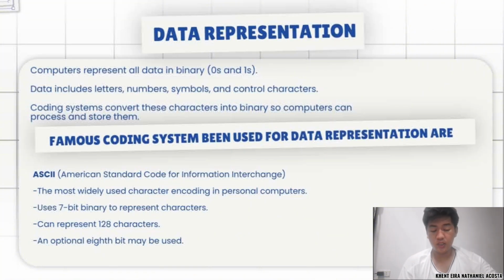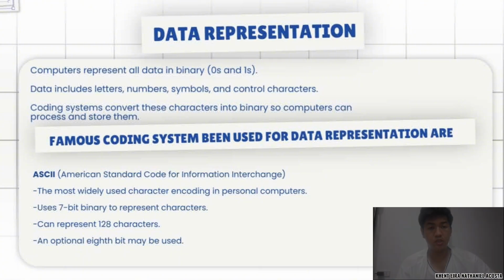Now we move on to the data representation. Computers represent all data in binary, from zeros and ones. Data includes letters, numbers, symbols, and control characters. Coding systems convert these characters into binary so computers can process and store them. And that is the data representation.